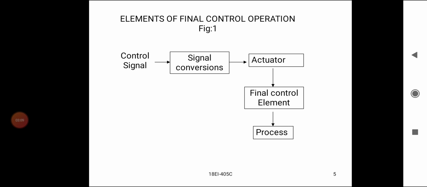Actuator and final control element are parts of the final control operation. The actuator is a device which converts this control signal into action on the final control element. The final control element here is the valve. The valve opens or closes the pipeline where the manipulated variable enters the process system.